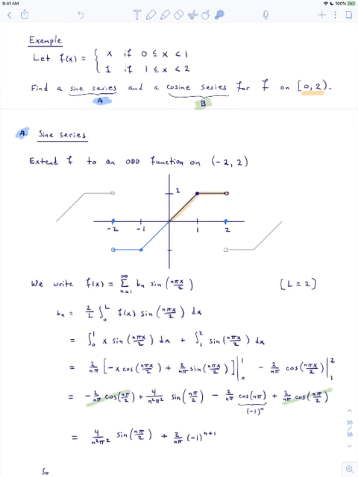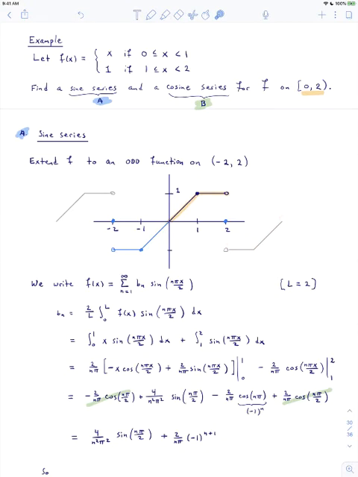Now notice that at the endpoints, which are minus 2 and 2, I'm just defining it to be 0. So now I have an odd function. And then I extend it so it's periodic. It's just repeating. It just doesn't fit on the graph. So we just extend it so it's periodic.